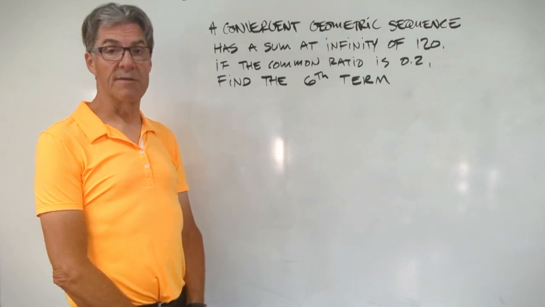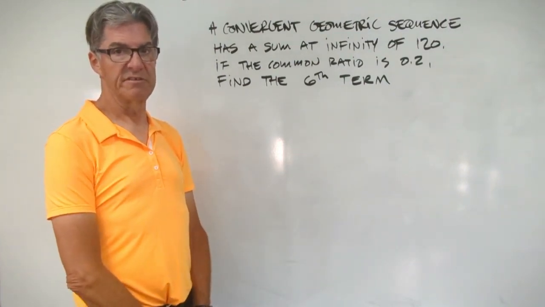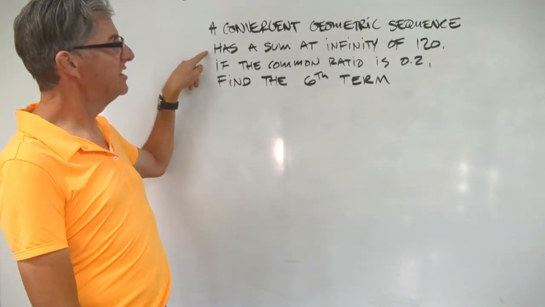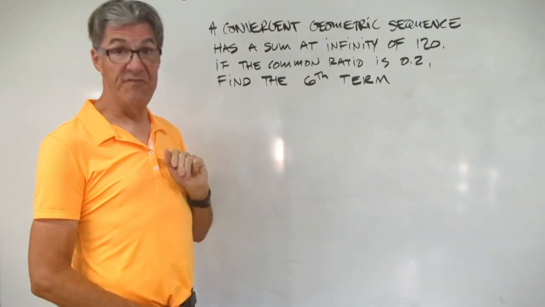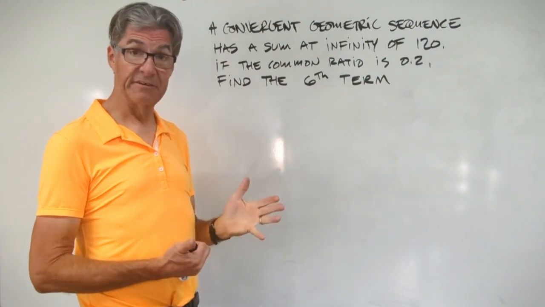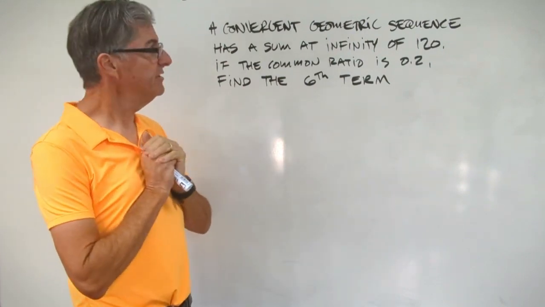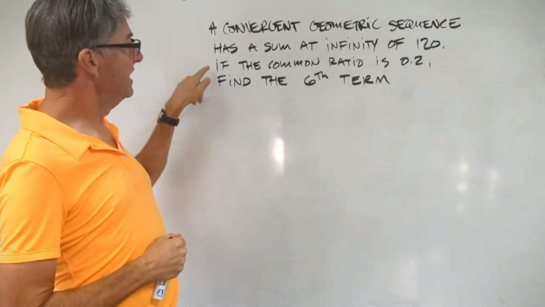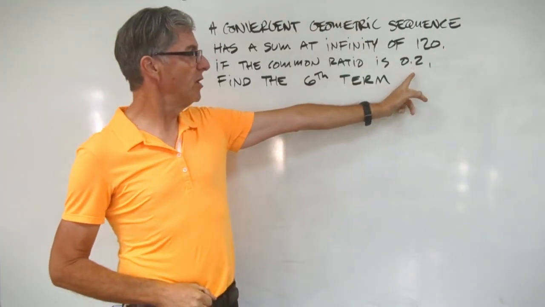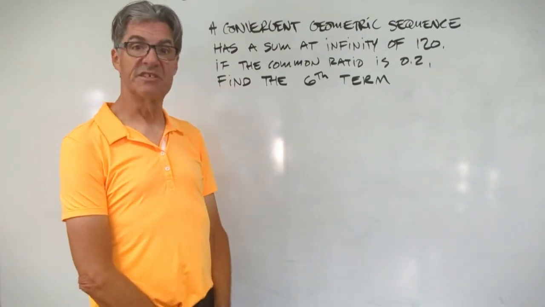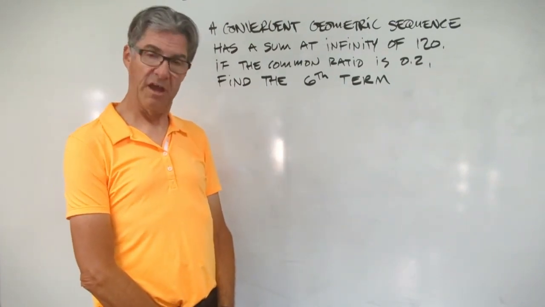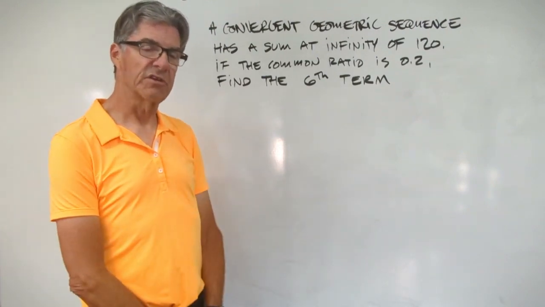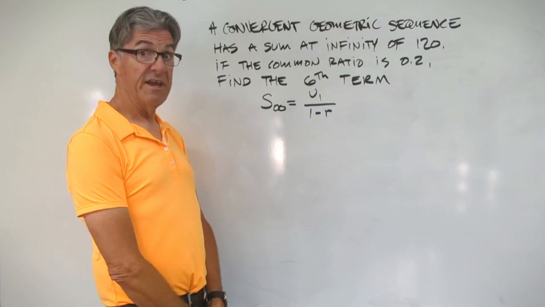All right, let's do a problem with a geometric sequence. Check this one out. A convergent geometric sequence has a sum at infinity of 120. Okay, so this one is a convergent sequence, so we can get a sum for it, and that's 120. If the common ratio is 0.2, find the sixth term. Okay, so pause the video, think about that for a minute, see if you can work this one out. Here's your way in.